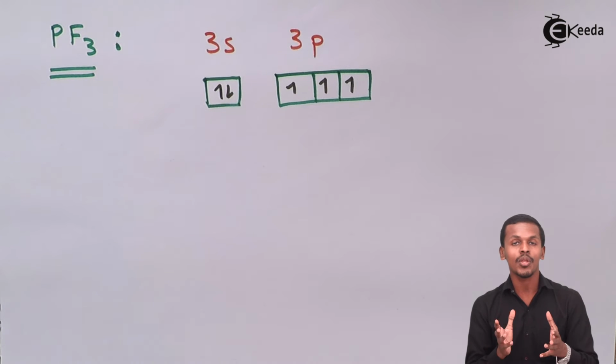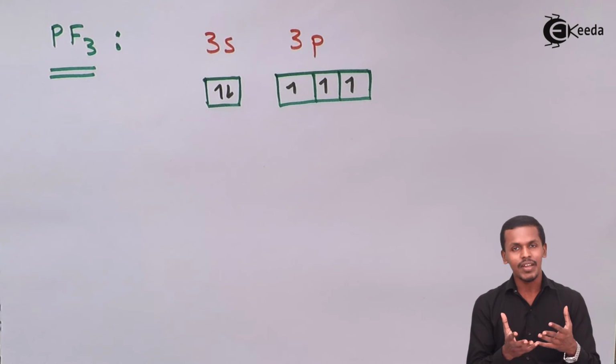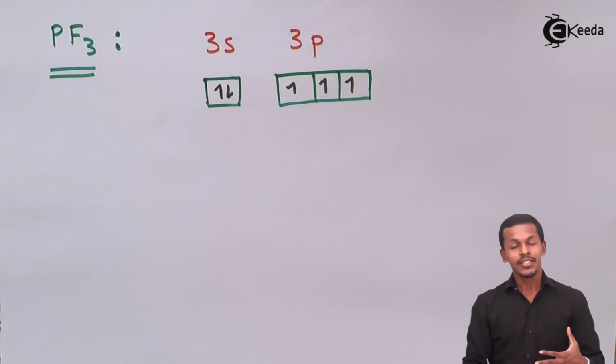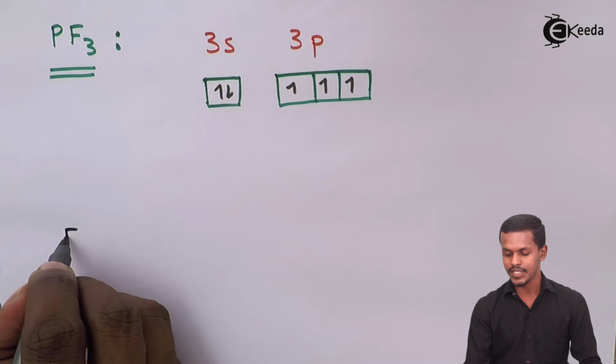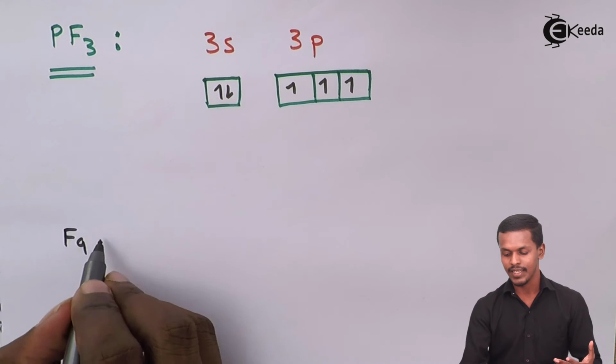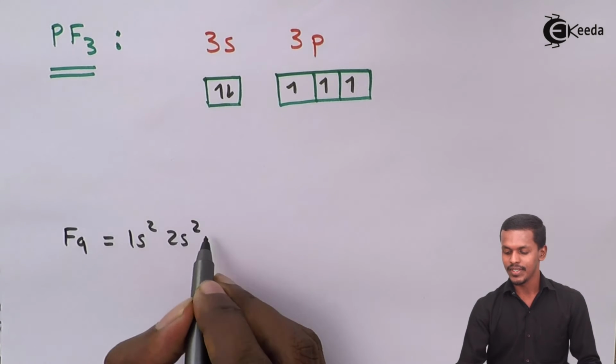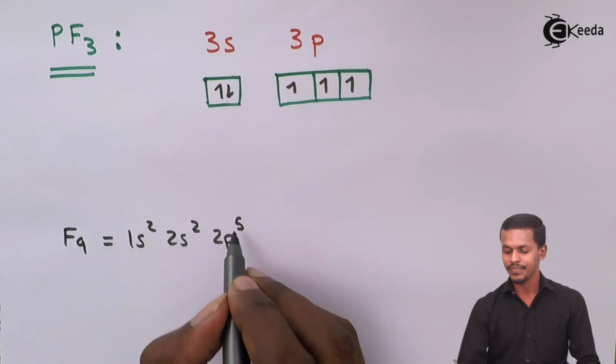But what if we are talking about fluorine? Fluorine is what we have discussed in our previous lecture also, that is the electronic configuration that we have. Talking about fluorine, as we know, it has an atomic number of 9. So let me recall it again: this is 1s2, 2s2 and 2p5.